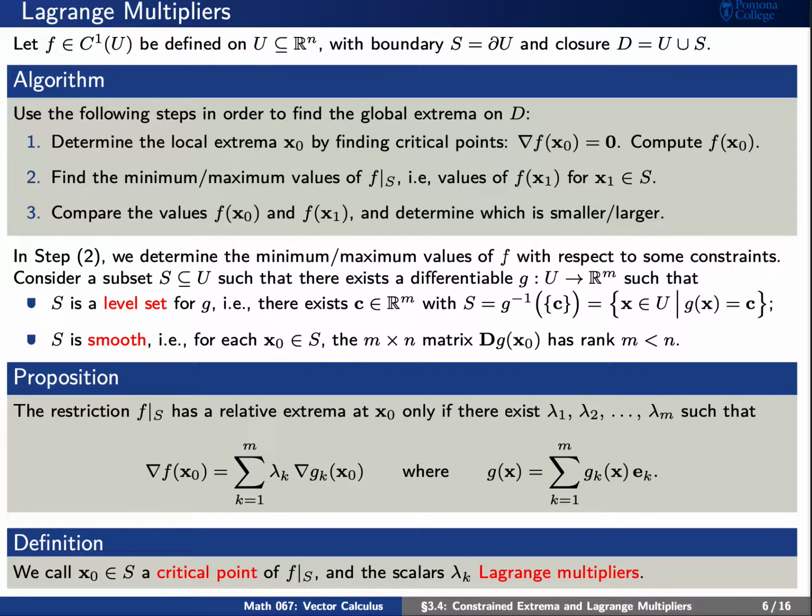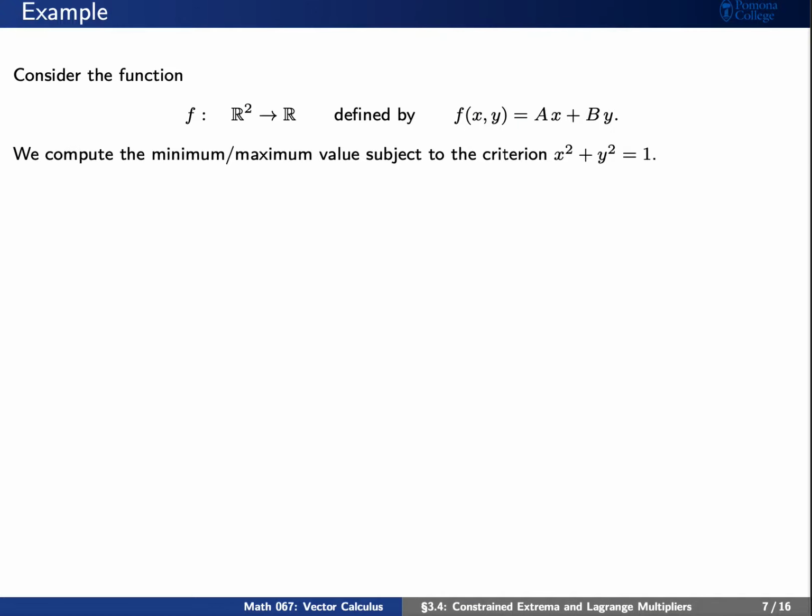We'll call such an x0 in S a critical point of the restriction, and these scalars lambda 1 through lambda sub m Lagrange multipliers. Now, this is a rather strange proposition, so we'd like to discuss an example next to get a better idea of what's really going on.